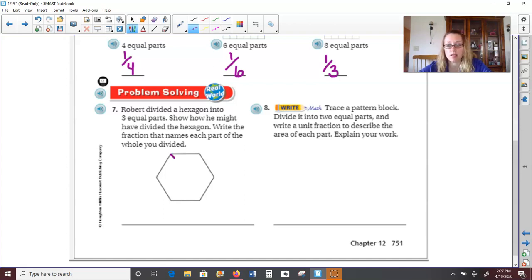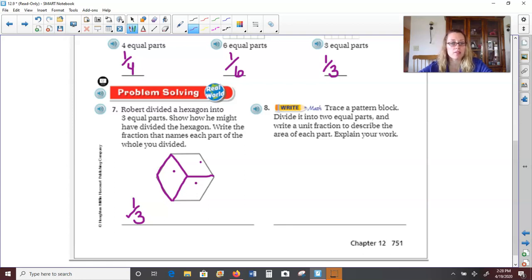So basically, we need to just carefully split this into 3 equal parts. You've seen me do that throughout the lesson. And now that we have 3 equal parts, we write the fraction each part represents, which is 1/3. Because there's 3 total parts, that's our denominator. And when we look at 1 part, that would be our numerator.